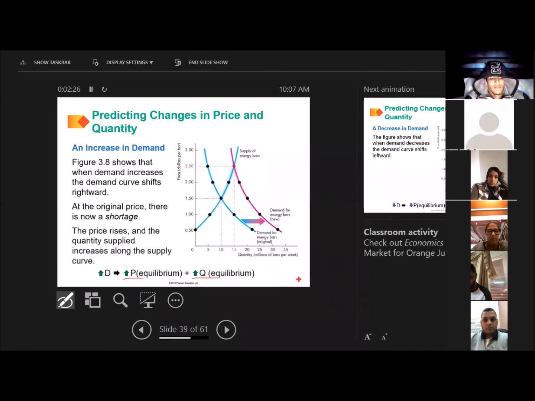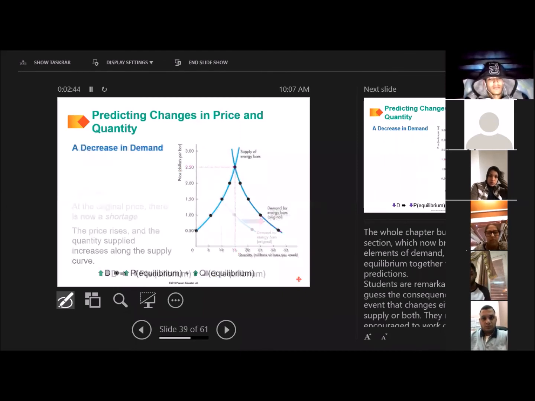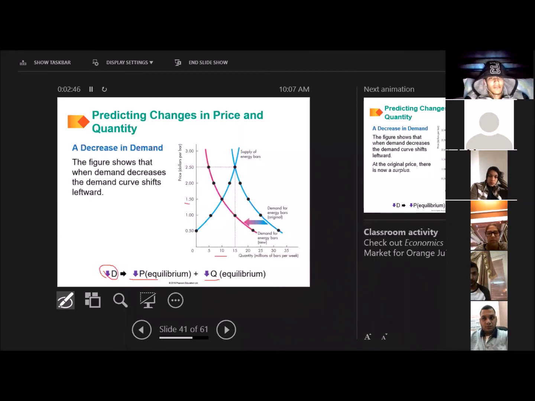Then the first case, demand increase. Demand increase will shift demand to the right. So what will happen in this case? Price and quantity increase. This is just a conclusion. But how do we reach this conclusion? By using the graph.